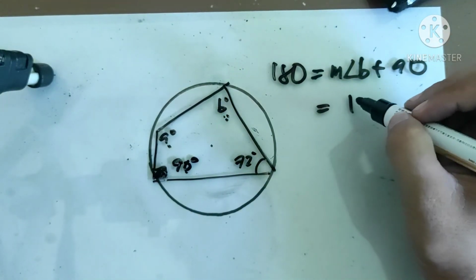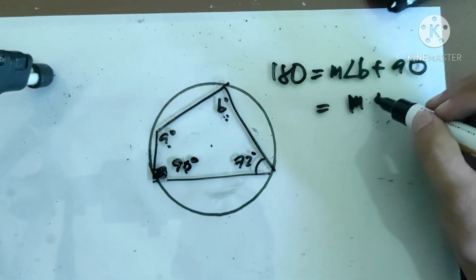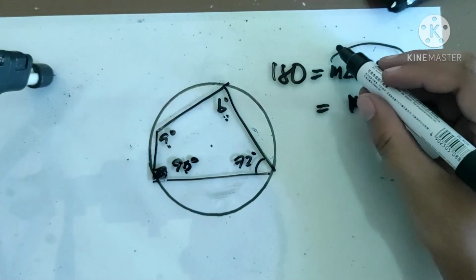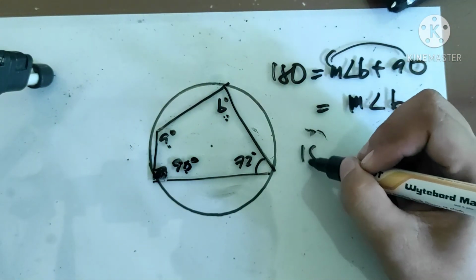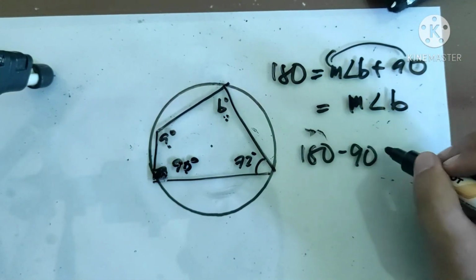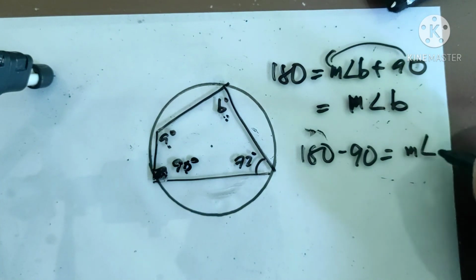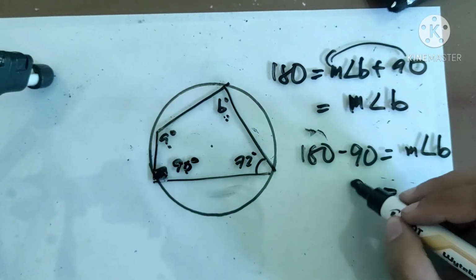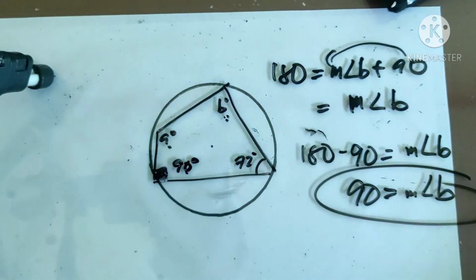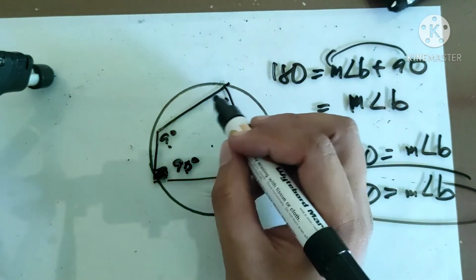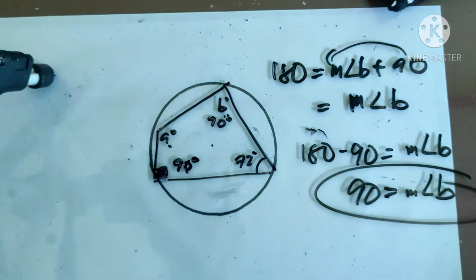So, para makuha si measure of angle B, transpose mo si 90 sa kabila, we have 180 minus 90, that's equal to measure of your angle B. And then, 180 minus 90, measure of angle B, that is equal to 90 degrees. Meaning, 90 degrees din dito.